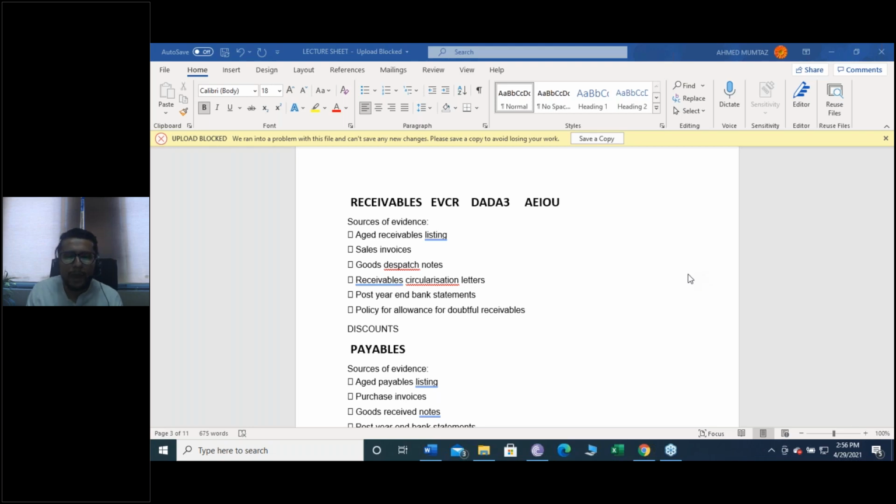Okay, so Barbara has asked what is the difference between recalculation and reperformance. Okay, dear, when it comes to recalculation, I'm not using my assumptions. I'm just trying to figure out the arithmetical accuracy. I'm just trying to make sure that 5 plus 3 is equal to 8 and 8 plus 4 is equal to 12. So there is no arithmetical mistake.